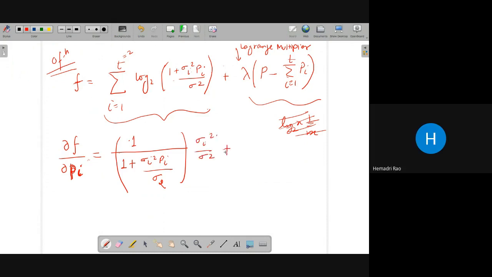Sigma I square upon sigma square. Now what is the differentiation of this? This is constant, it will be 0. And here, what will you have? Sorry, 1 only. Pi 1. So what should be the value of lambda? Because we'll have to equate it to 0. What should be the value of lambda? 1 sigma I square upon sigma square into 1 upon 1 plus sigma I square pi upon sigma square.